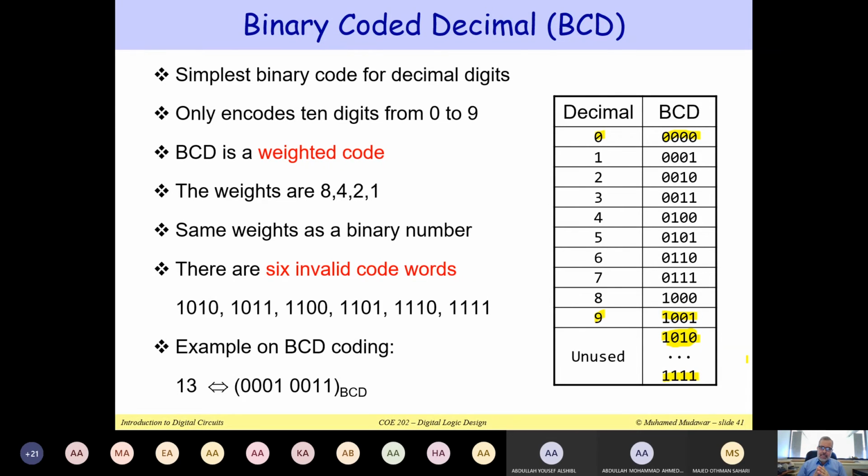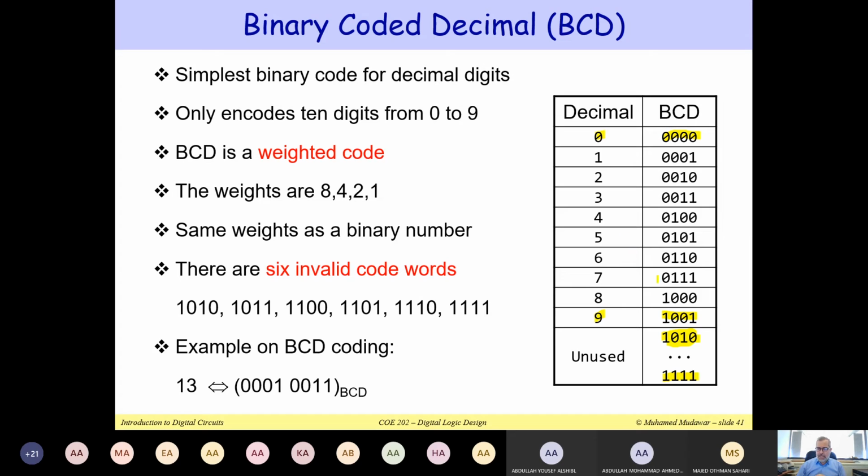Now, we say that BCD is a weighted code. Notice that each bit has a weight. The most significant bit has a weight of 8, then 4, 2, 1. So when you look here at 1001, the most significant one will be 8, this is 0, this is 0, plus 1. So 8 plus 1 will be 9. So we call it a weighted code.